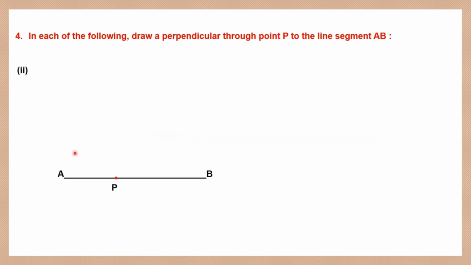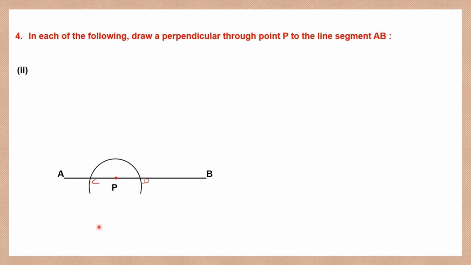In the second case, the point P is on the line AB. So now we're going to take point P as the center and with the help of a compass, draw an arc of a suitable radius. Now, the arc has cut the line segment AB at 2 points. Let's name the points C and D.